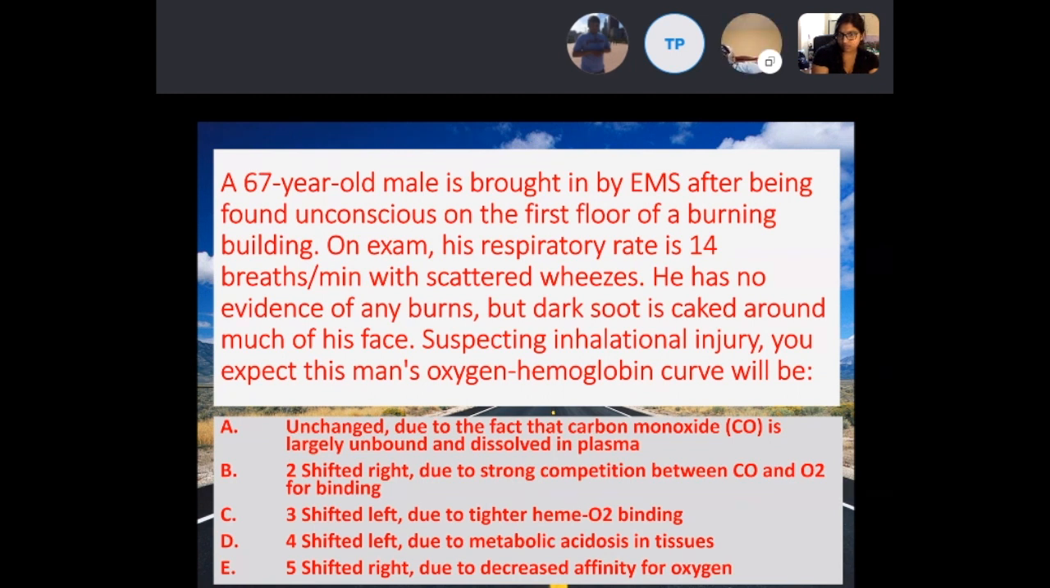C. Yeah, second that. Yep. Right. I didn't do stuff, but yes. So we just talked about shifting over to the left because we're decreasing the unloading of oxygen because of the positive cooperativity. Okay.